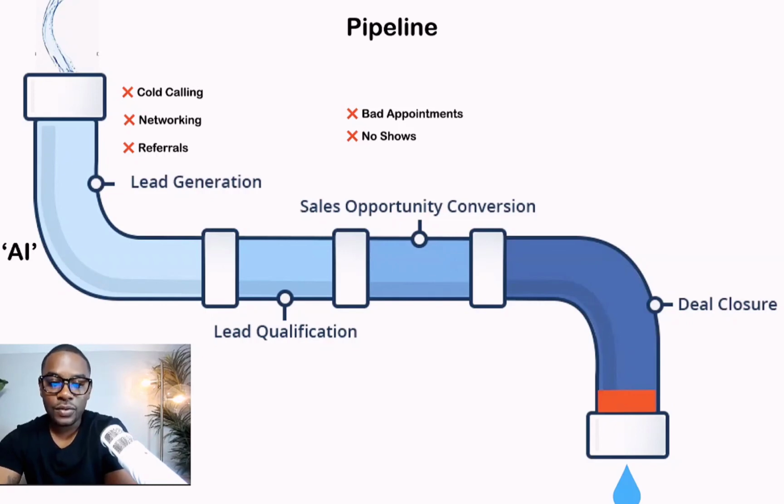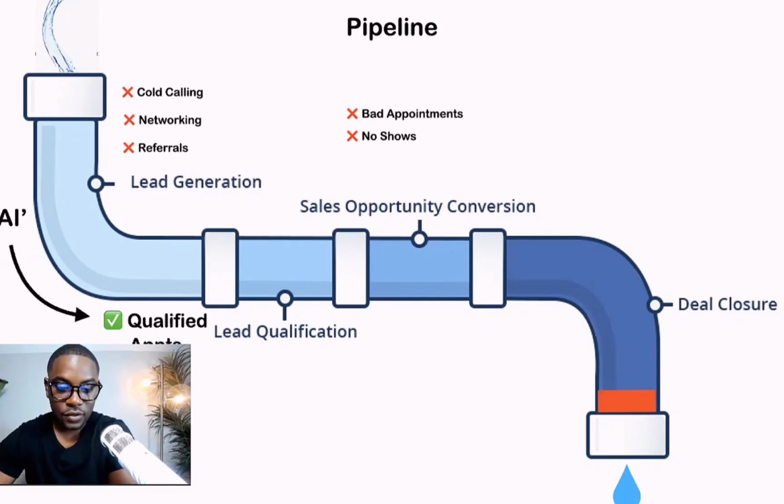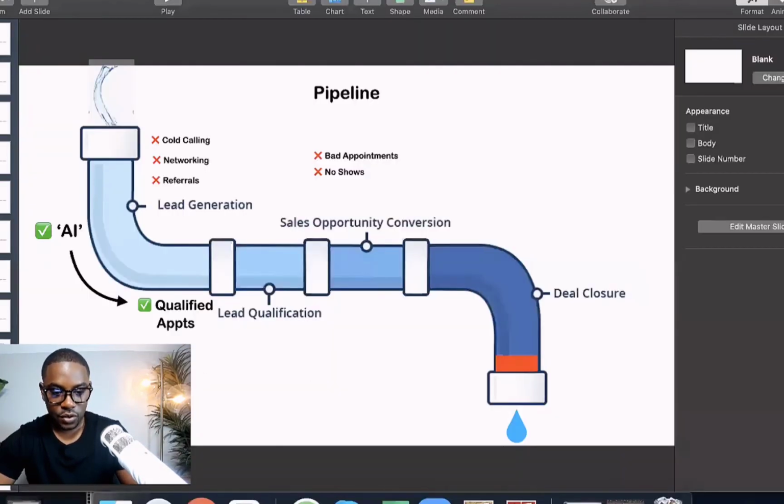And the way we were able to do that is because we didn't cold call, we didn't network or use referrals, right? And he wasn't getting bad appointments and he wasn't getting a lot of no-shows, right? Some no-shows you're going to get because it just happens, right? It's part of the business. But when we leveraged AI, we were able to cut those things out, and we were able to exponentially reach about 2,000 to 4,000 people per day without ever picking up the phone. And so what this did was this gave us qualified appointments, right?